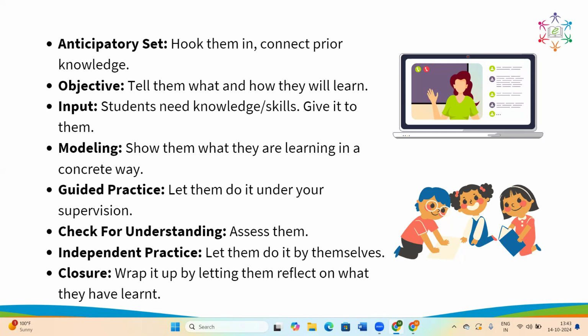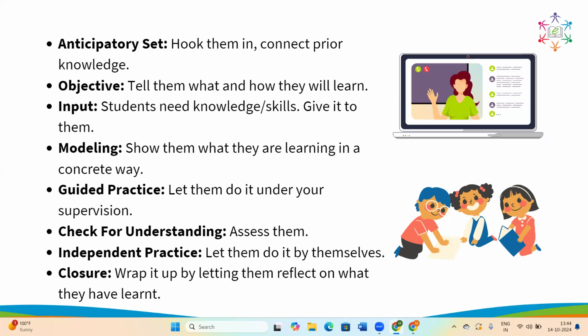Then comes the objective or the purpose. So clearly explain what the students will learn and why it's important. This helps students understand the goals and makes them feel motivated to achieve them. Then comes the input step, which is nothing but the instruction step. So in this phase, we provide students with the new knowledge or skills they need. This is where the core of the lesson is taught.